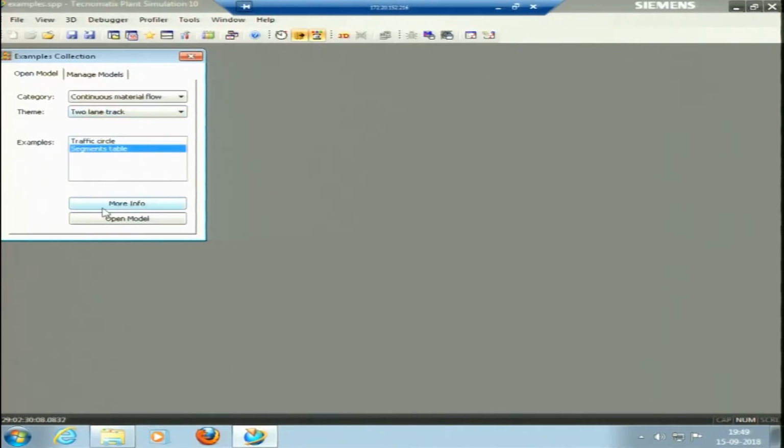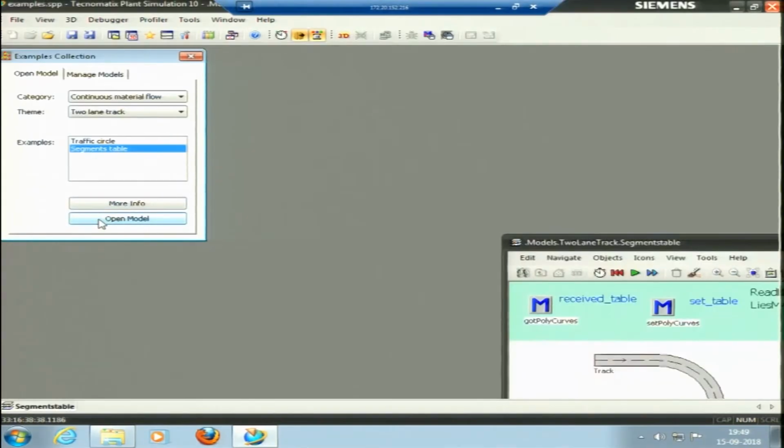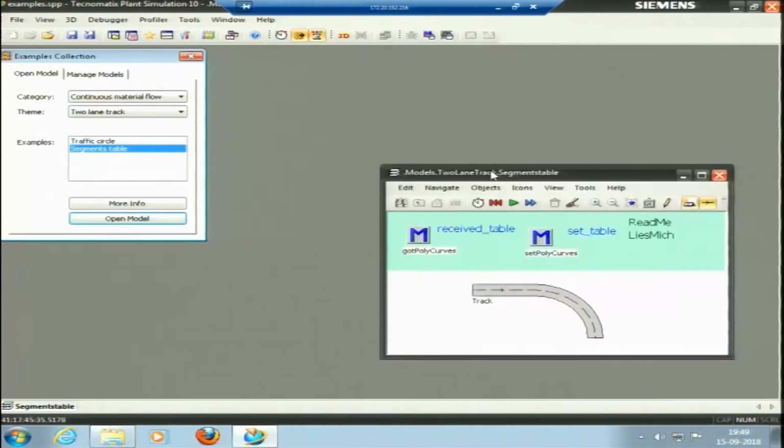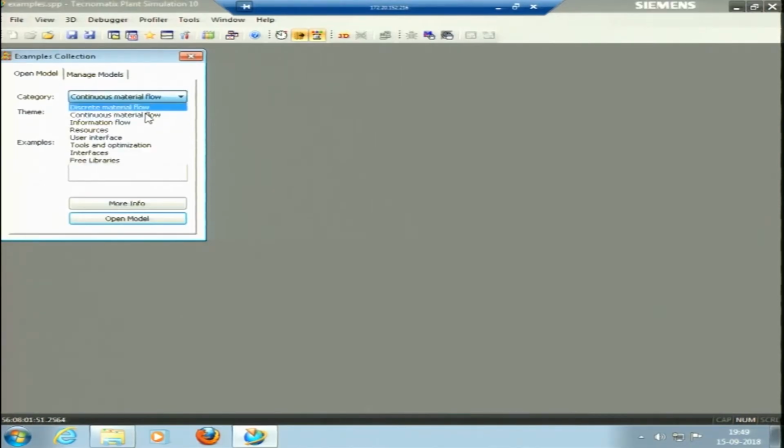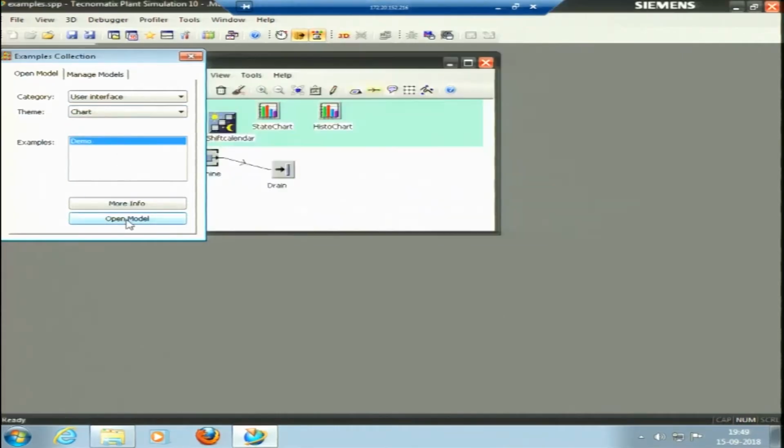So segment table, open model. This is just showing a track, how the track is built. So let me pick user interface. Okay, dynamic statistics, display panel or chart, open.